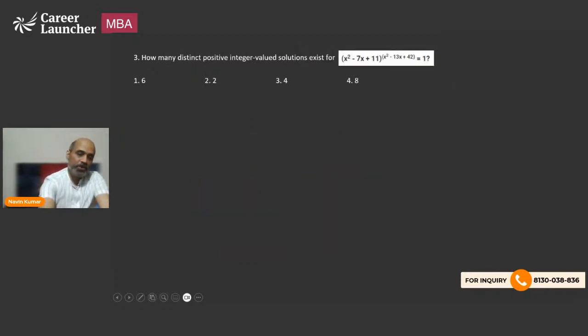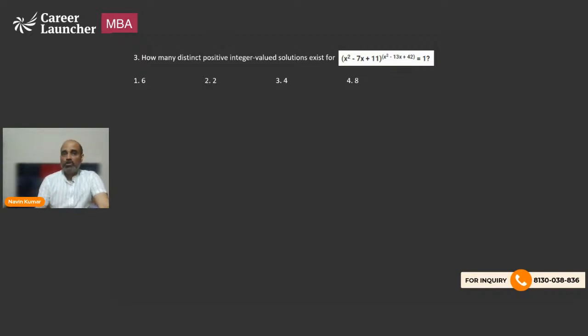Okay, next question. How many distinct positive integer valued solutions exist for this? It's a very standard question. You will see such type of question in previous year exams. You will also see this in a lot of mocks and a lot of tests that you guys must be writing.